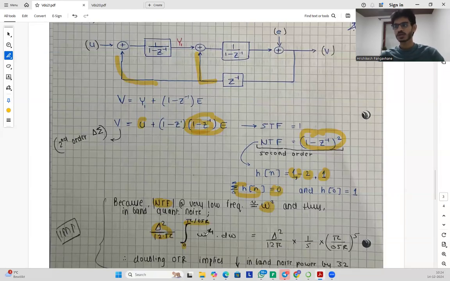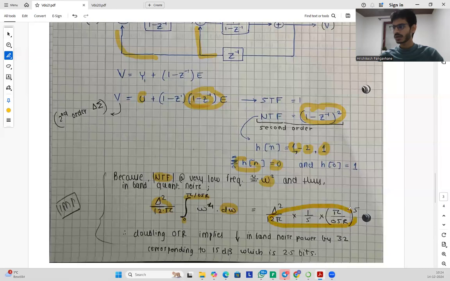So basically omega square, which is omega to the power 4 times its function of frequency. Then this comes out to be this value, and from this we can say that doubling the OSR now implies reducing the in-band noise power by a factor of 32, which corresponds to 15 dBs, which means we are getting an increment in the resolution of 2.5 bits.